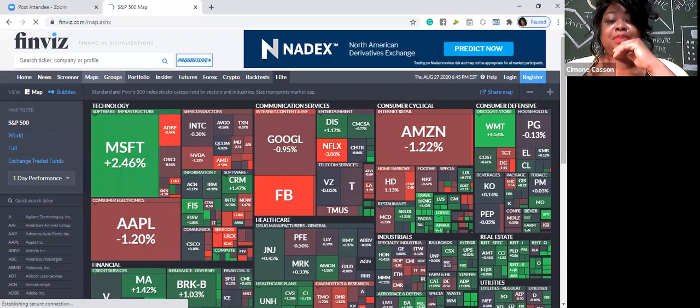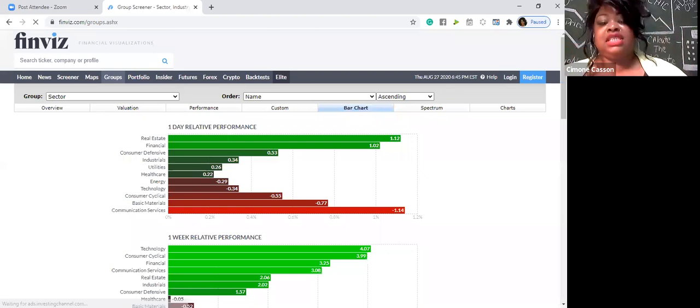That's pretty much most of the stuff that I actually use. The groups and the portfolios, you can definitely use. This is just another form of breaking down the sectors, but this is pretty much what I use. I don't use too much of the portfolio, the insider, futures, or Forex, because I try to stay in the stock market.